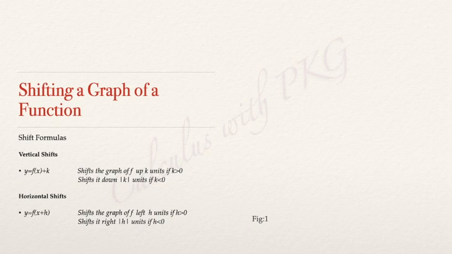Now let us understand how to perform the horizontal shifts of a function. As I have already told in the previous slide, shifting a graph of the function can be performed by adding a constant value either to the output values of the function or to the input variable of the function. In case of vertical shifts, we have to add a constant, which can be either positive or negative, to the output value of the function. And in case of horizontal shift, we have to add the constant, either positive or negative, to the input variable of the function.